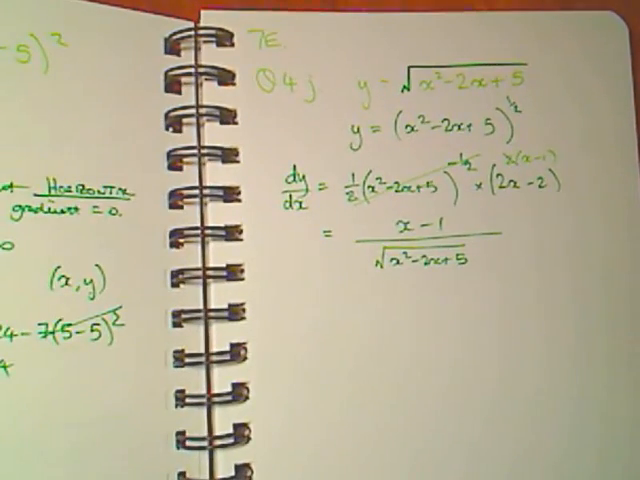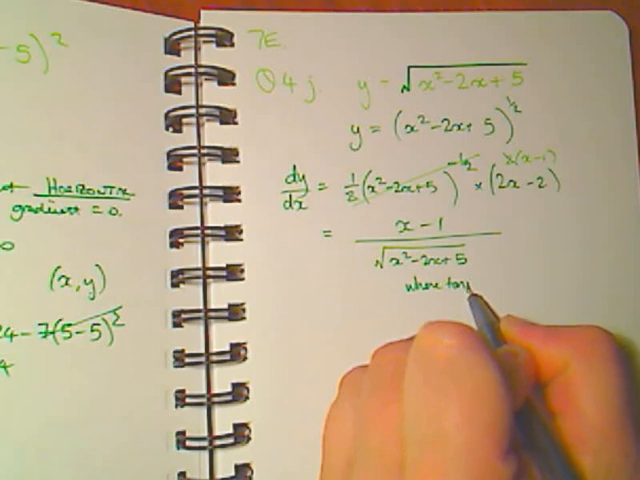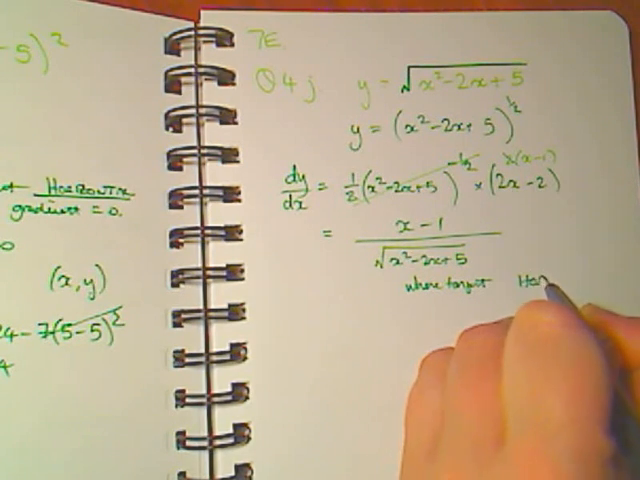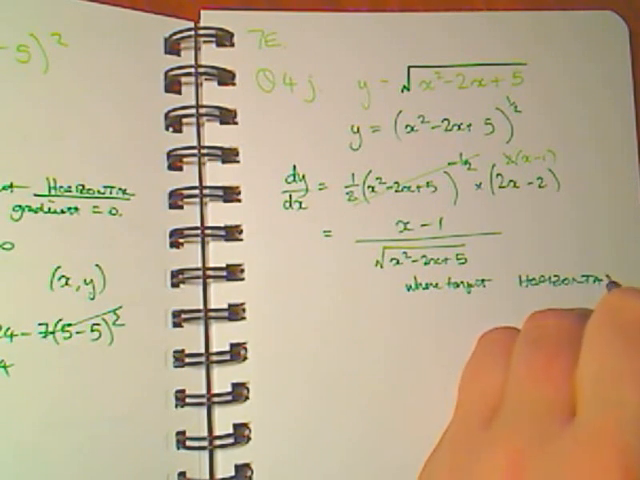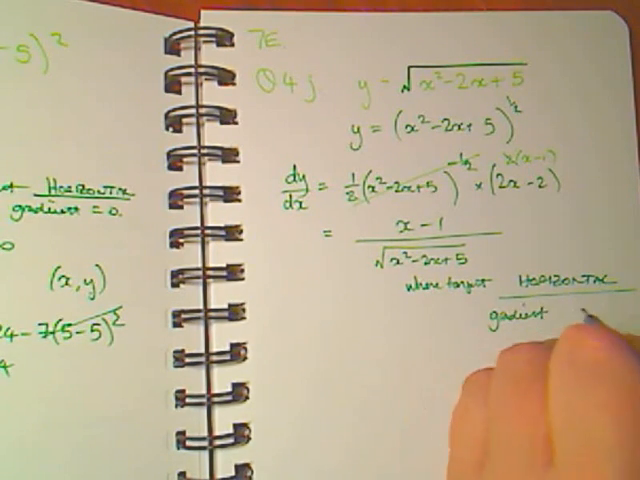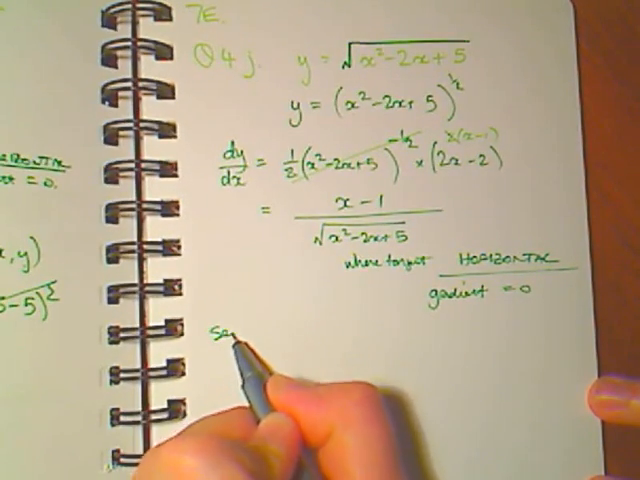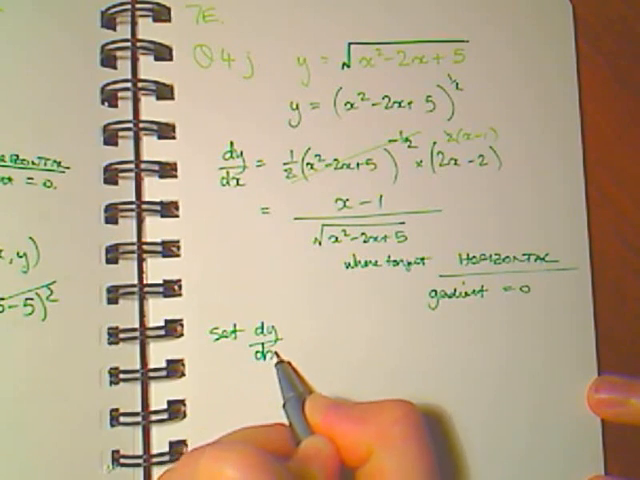We're asked to find the coordinates where the tangent is horizontal. So where the tangent is horizontal. Horizontal means perfectly flat like a horizon, where the gradient of this line then would be 0. So we're asked to find this particular place. So what we're looking for is to set the derivative equal to 0.